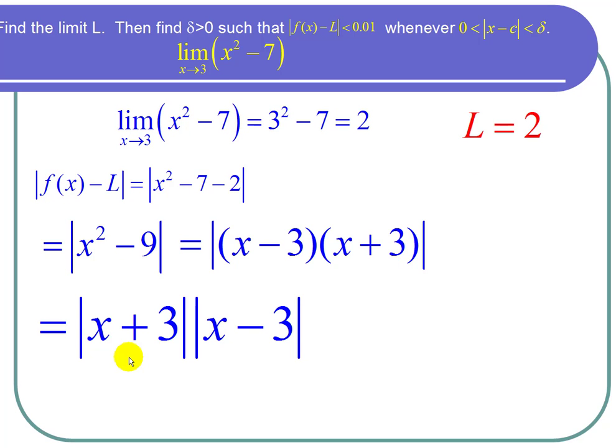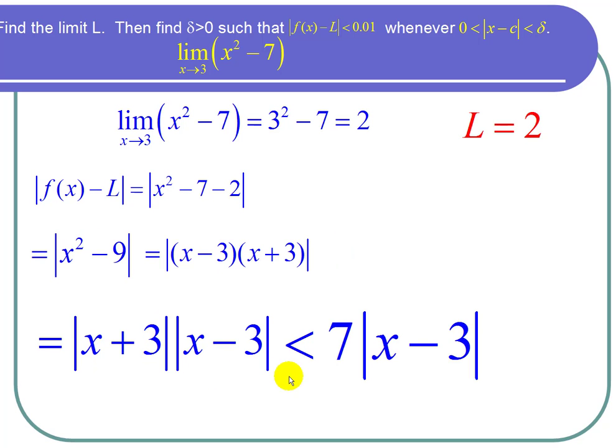We want an inequality. So what we can say is that x is very close to 3 because we're taking the limit as x approaches 3. So x plus 3 will be very close to 3 plus 3, or 6. And in particular, if it's close to 6, it must be less than 7. So we could say that this product is less than 7 times the absolute value of x minus 3. And now we're in good shape because we have a number times the absolute value of x minus our c.